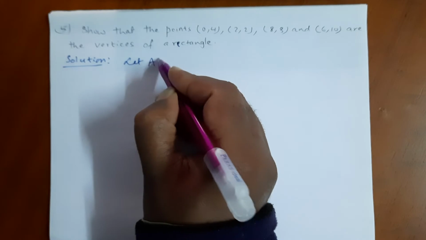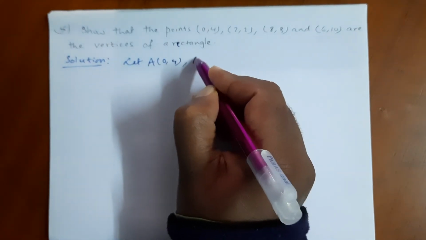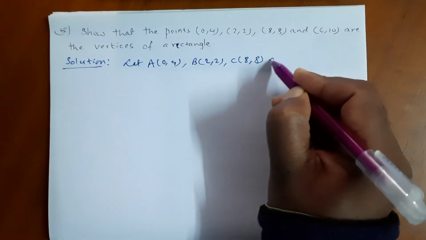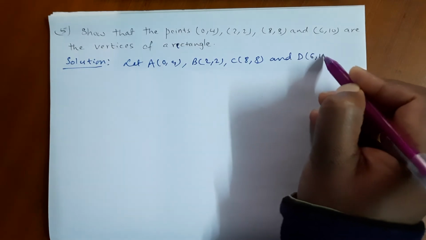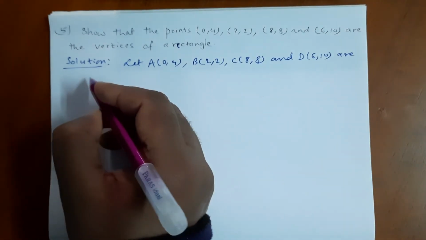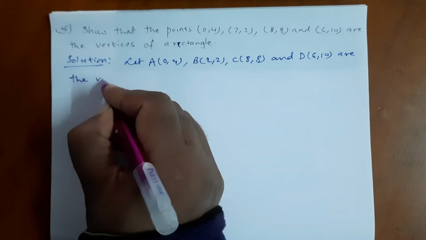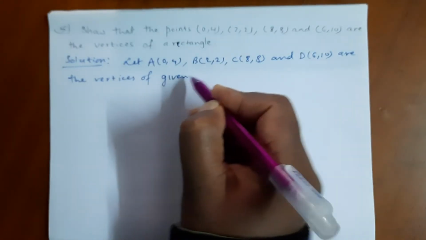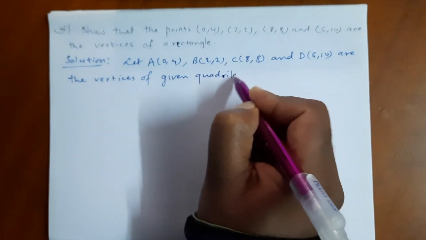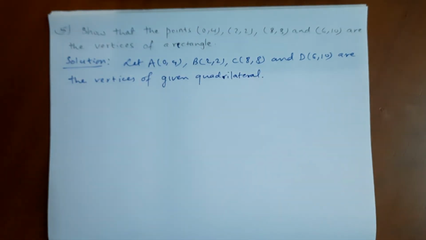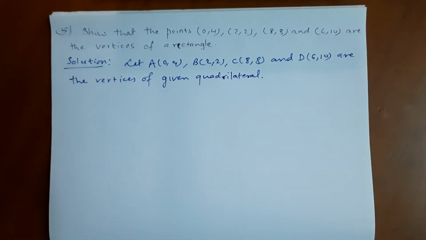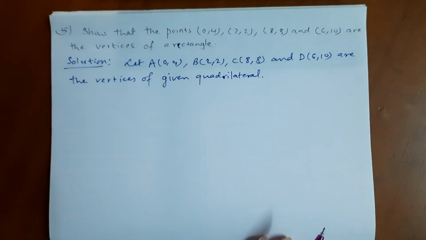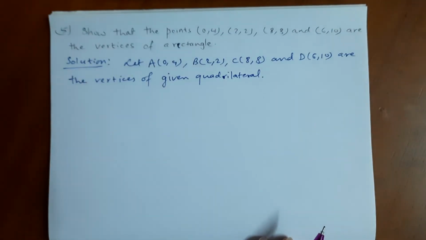Let A (0, 4), B (2, 2), C (8, 8) and D (6, 10) be the vertices of the given quadrilateral. Okay, we have not proved it is a rectangle. So before proving, we can call this a quadrilateral, and if it satisfies all the qualities of the rectangle, then only we can call it a rectangle.